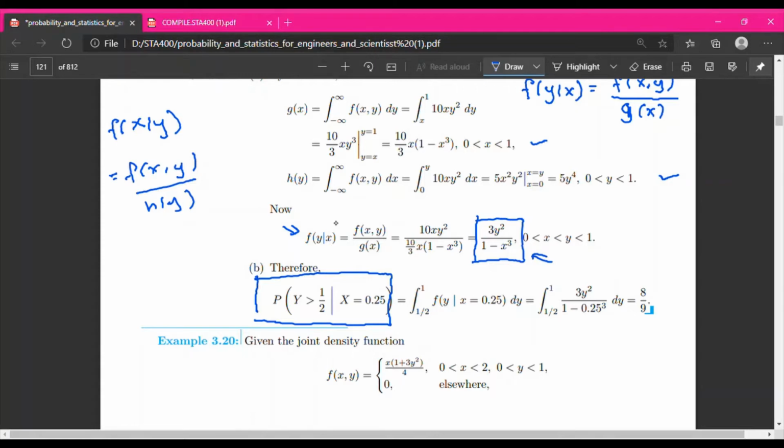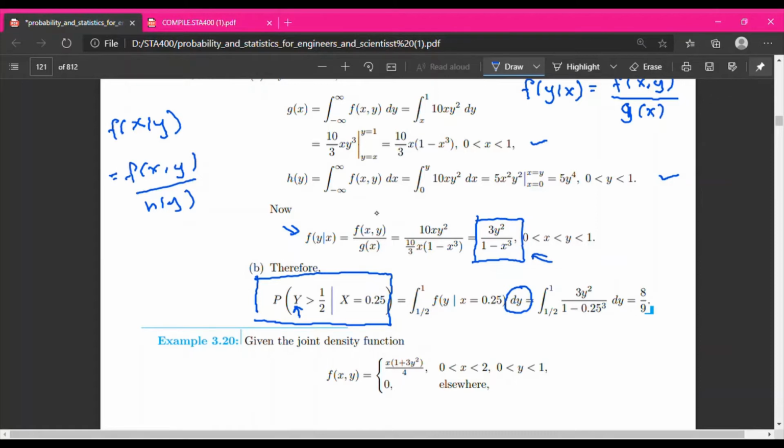With respect to which variable you integrate depends on what probability you want to find. Here, because we want to find the probability of y, you have to integrate with respect to y. If you want to find the probability of x given y, it will be the integration of the conditional function of x given y with respect to x, okay? That is if you want to find the probability of x.